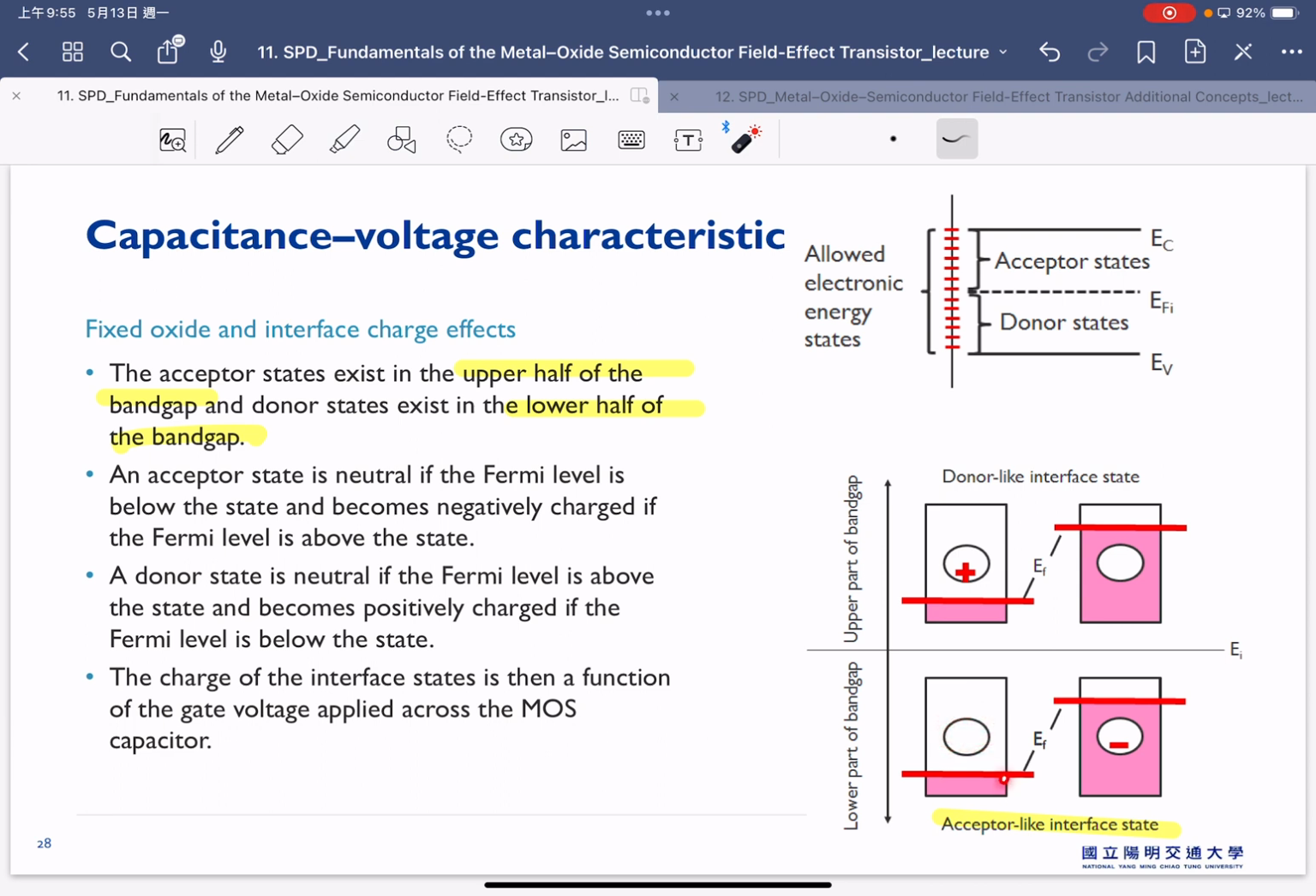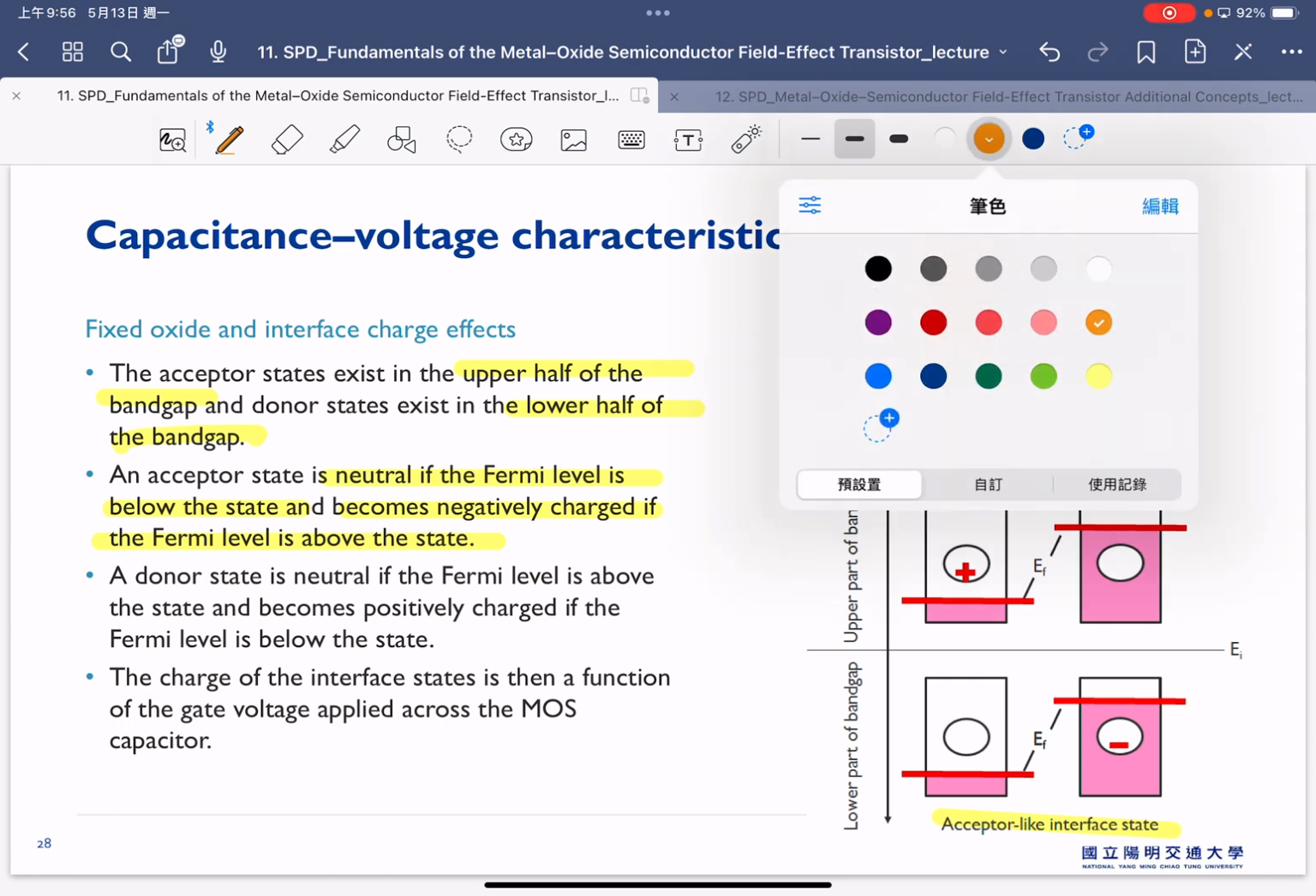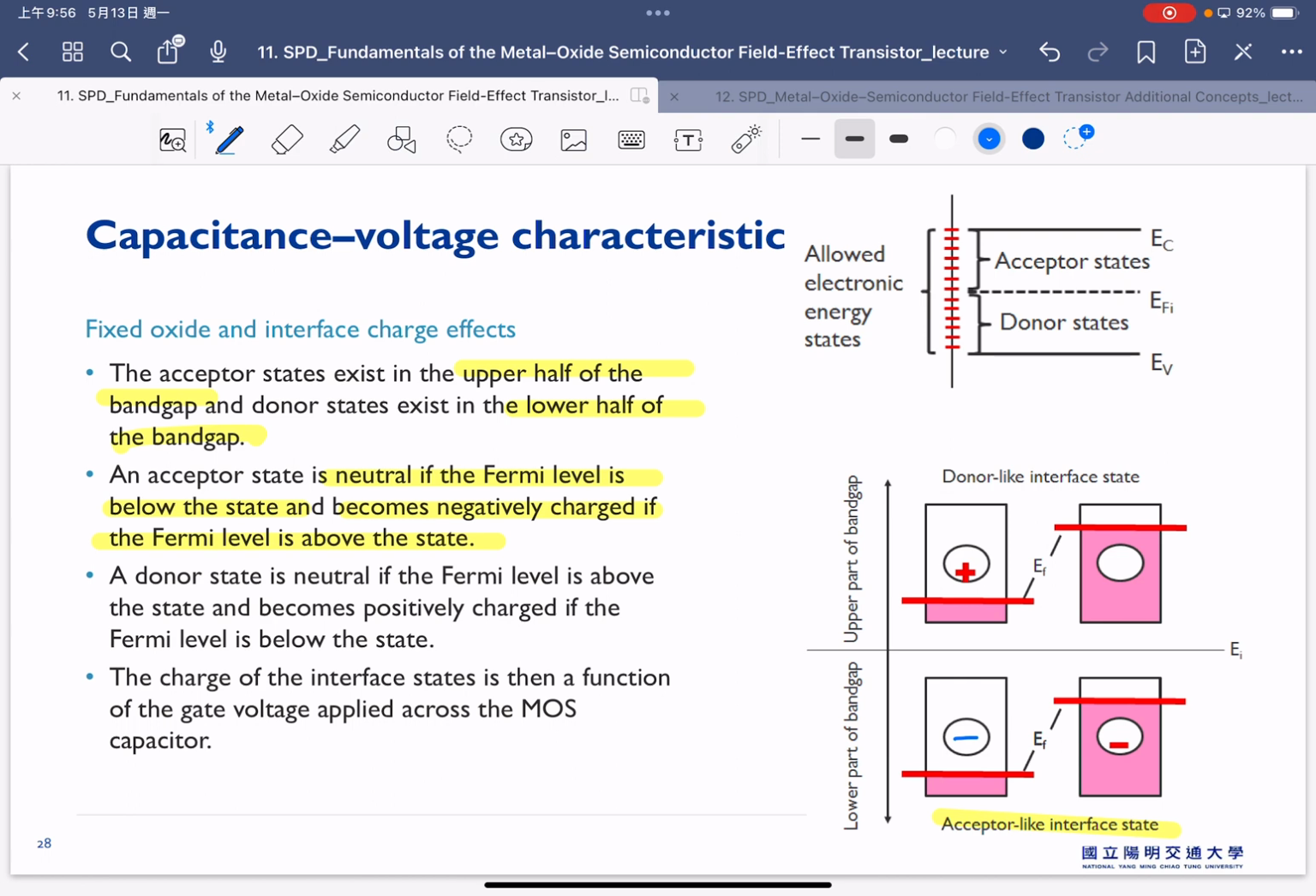If the EF is below our energy level, then it is neutral. And once our EF is larger than our energy state, it becomes negatively charged. So if the allowed energy state here has an energy level of ET, this is the case where EF is smaller than ET, and that is neutral. Still the same, if the allowed energy state here has an energy level of ET, this is the case of EF larger than ET, and that will make this state negatively charged.